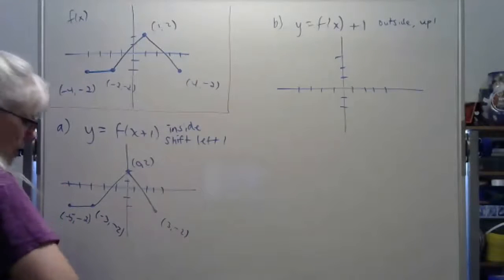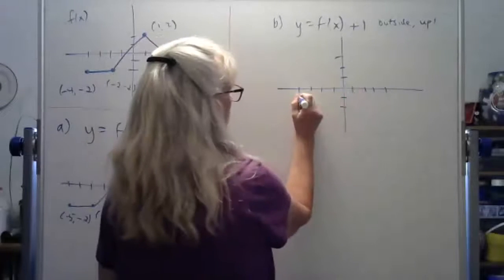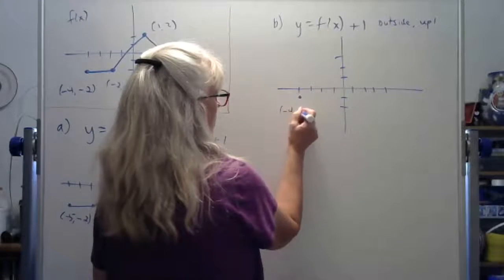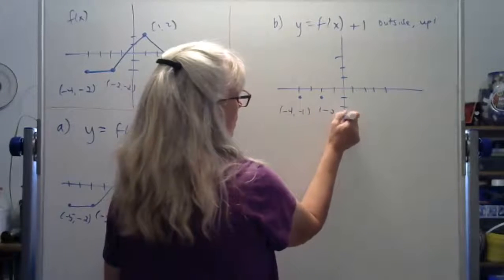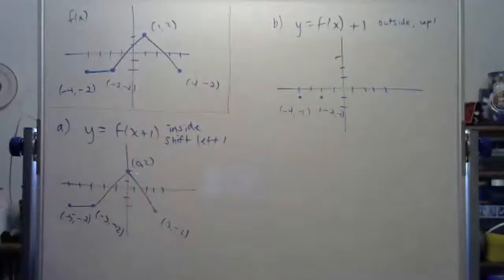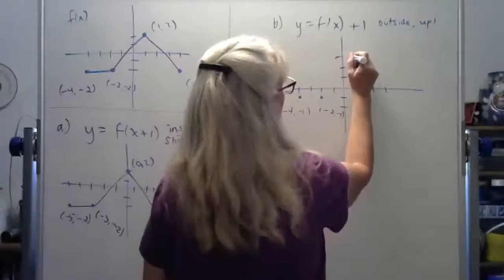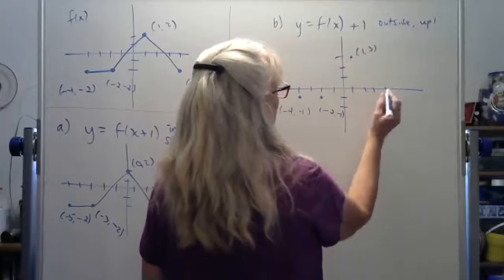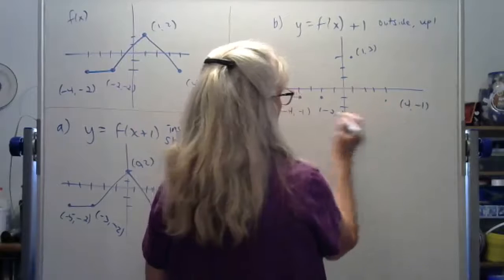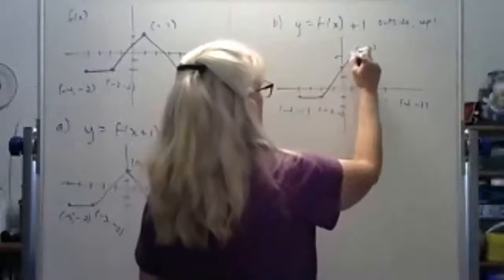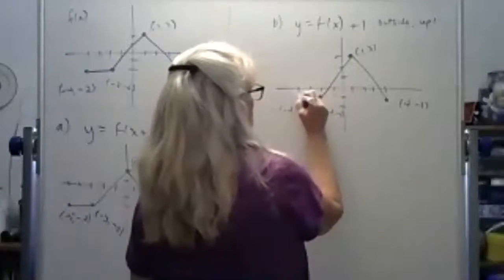Well, so the point that's at -4, -2 is now going to be at -4, -1, because all I have to do is move it up 1. The point that was at -2, -2 is also at -2, -1. The point that was at 1, 2 is now going to be up there at 1, 3. The point that was at 4, -2 is now going to be at 4, -1. And then I draw in the same exact shape. So again, the shape itself is not changing. All we're doing is moving it.